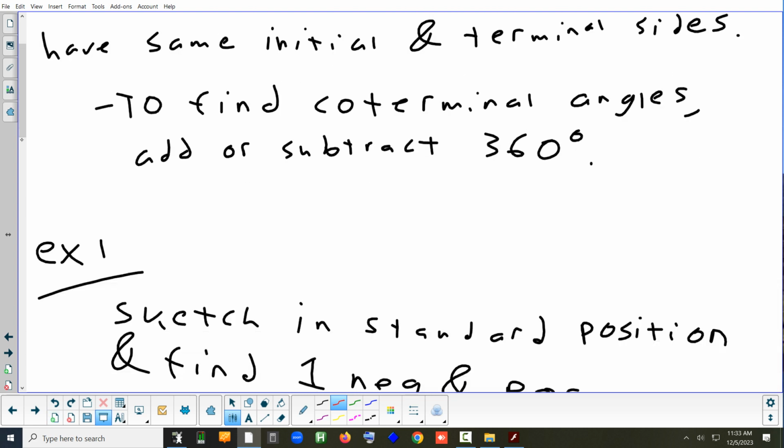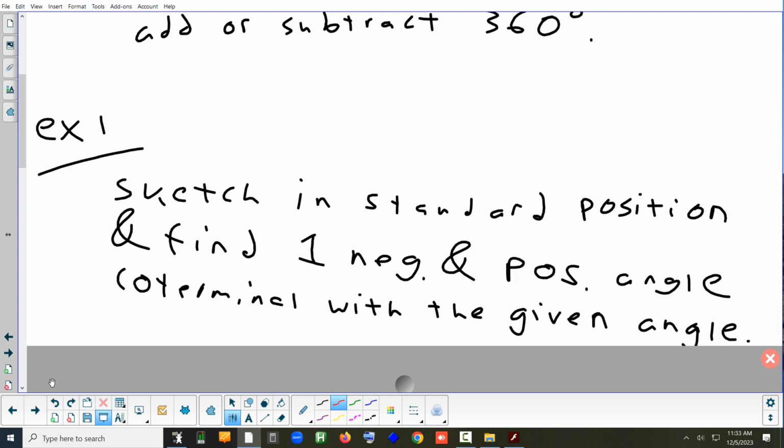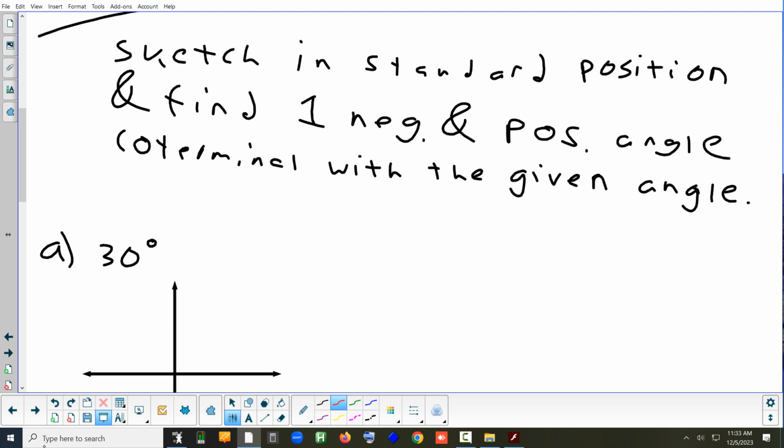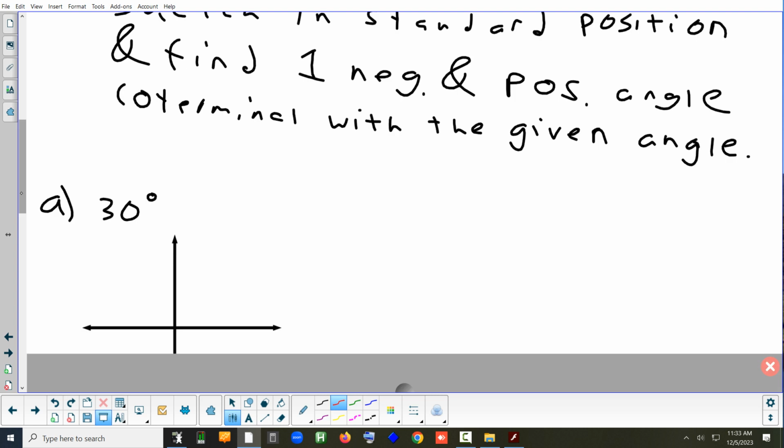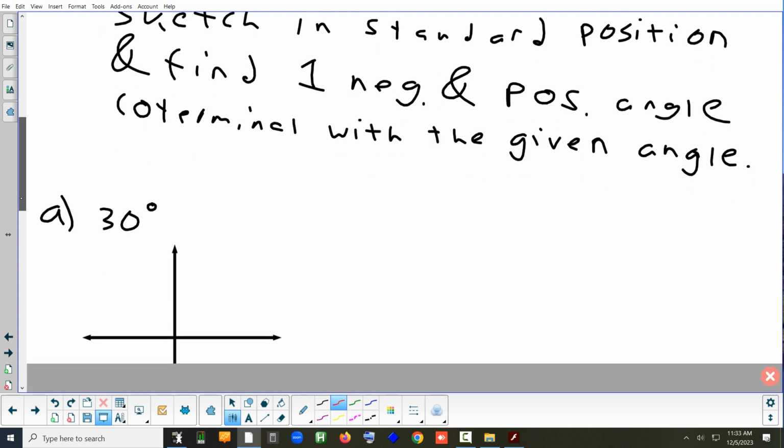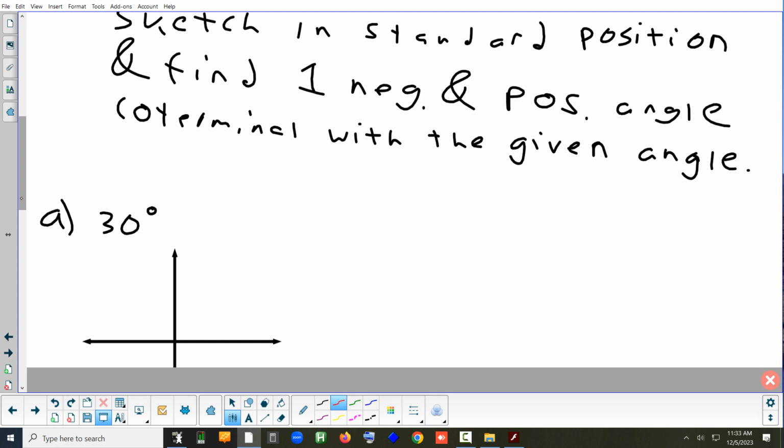All right, so let's try sketching a few angles, and then finding an angle that is coterminal with the one I give you, both a positive coterminal angle and a negative. All right, so 30-degree angle. I'm not looking for exact. I'm just looking, roughly in the right spot. Where should the initial side be, based on what the directions say? Yeah. On the positive x-axis. Yep. So we're going to put that on the positive x-axis because it said standard position.